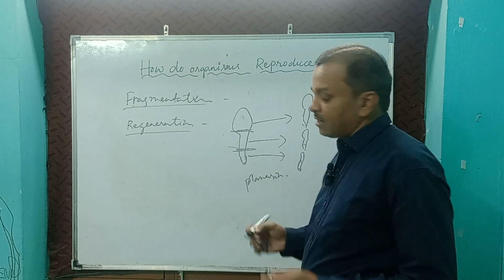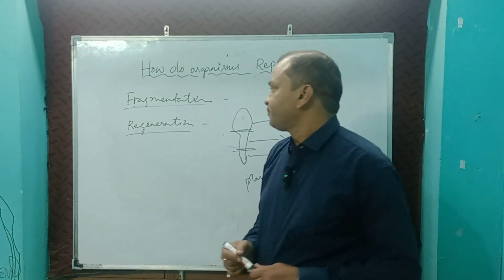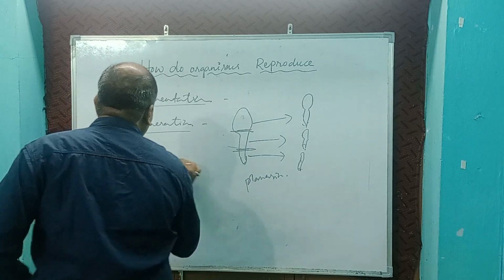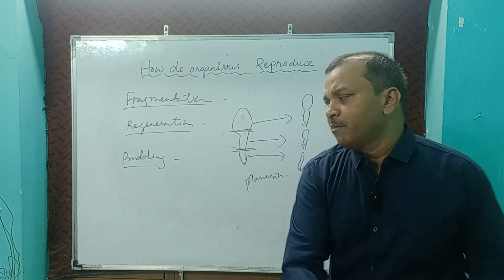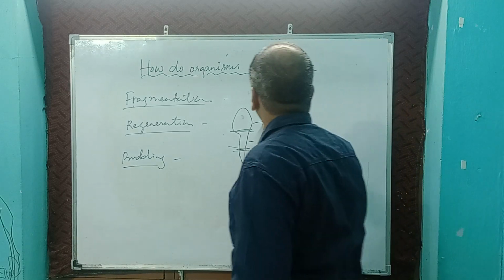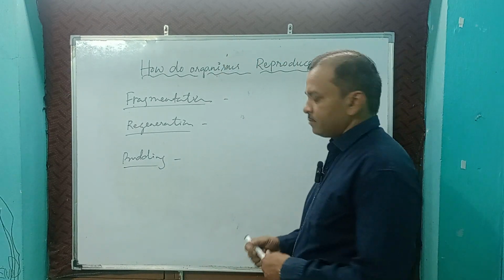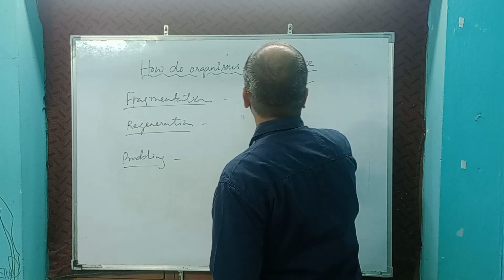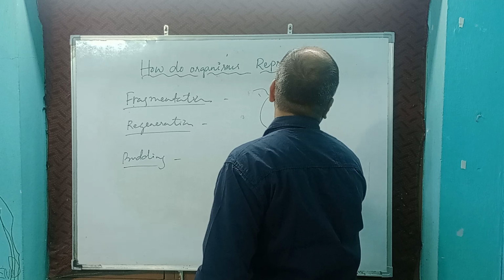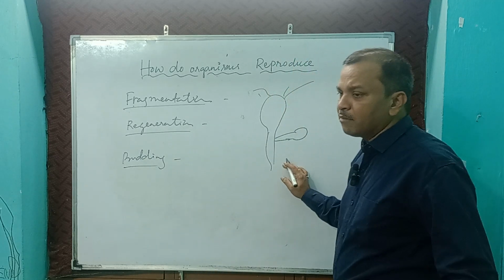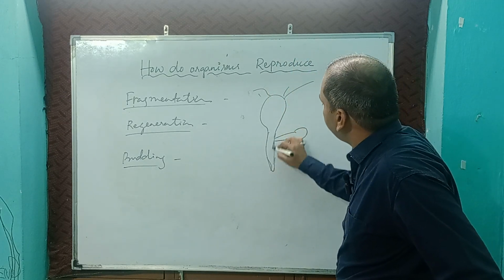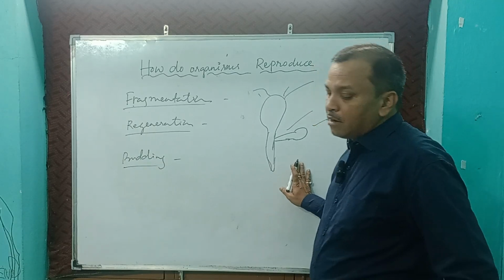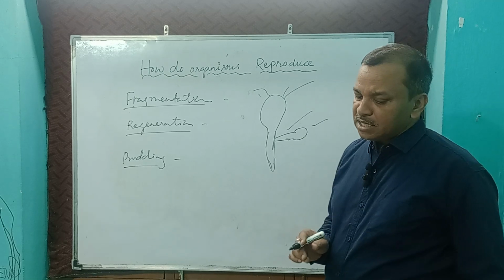This is the example of planaria. Next one is budding. In budding, a bulge, a bud, will come out from its body. For example, hydra. The bulging part will come out from its body and separate by itself, and it will become another individual. This is called budding.